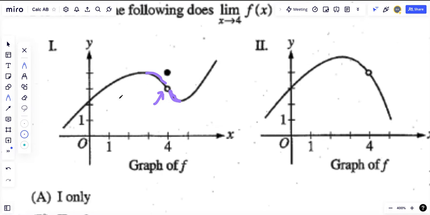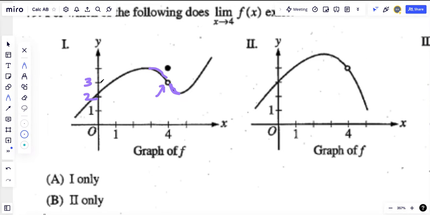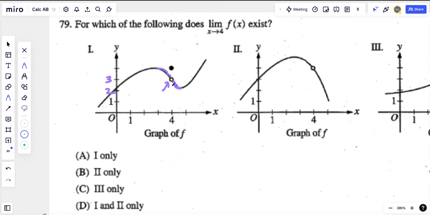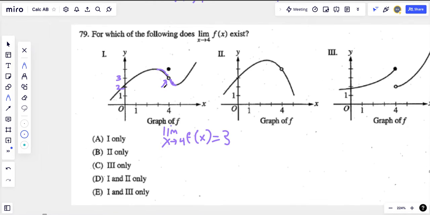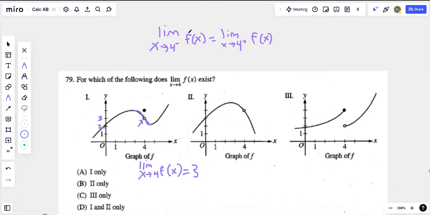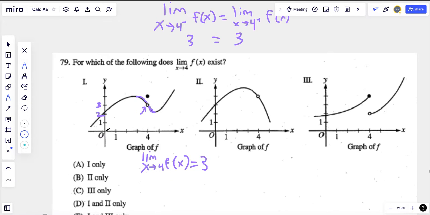So this y value, if we count this, looks like it's 3. So it means that for this one, the limit as x goes to 4 of f of x is 3. So the limit exists here because the limit from the left and right match. In this case, both of these say 3. So case 1 is true.